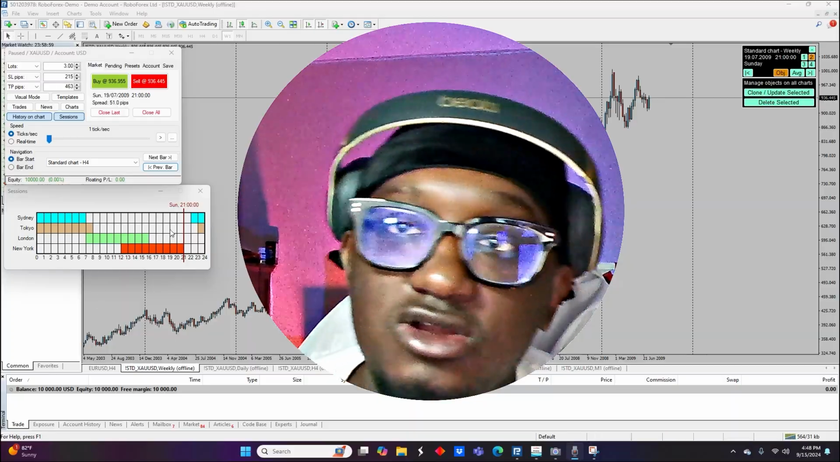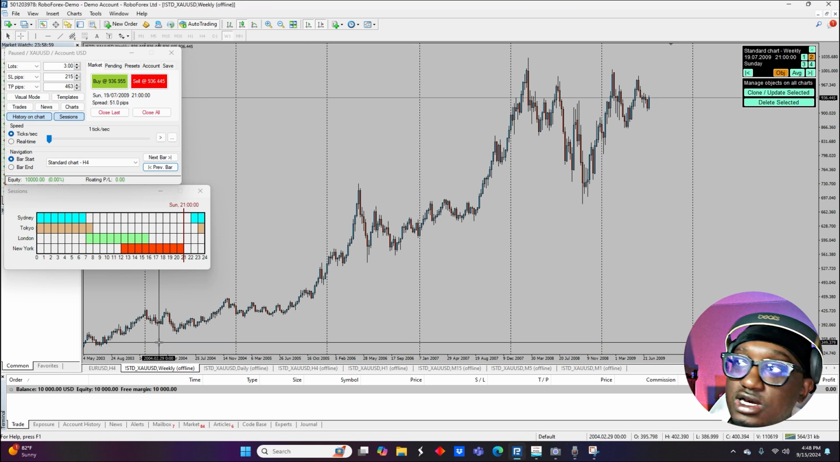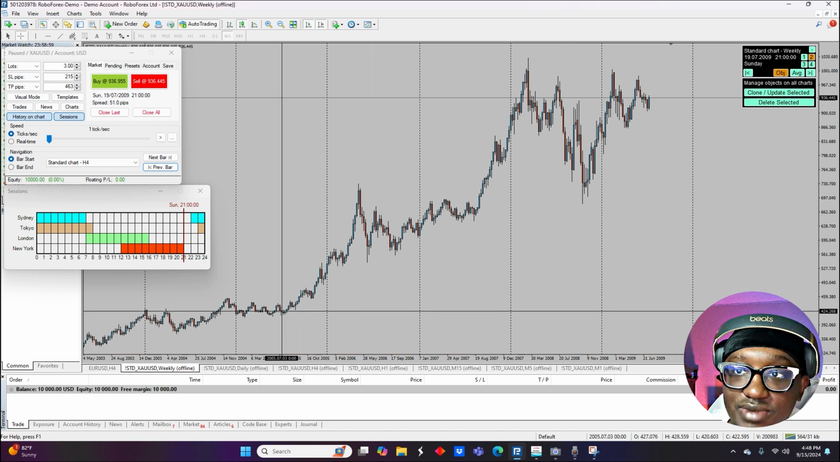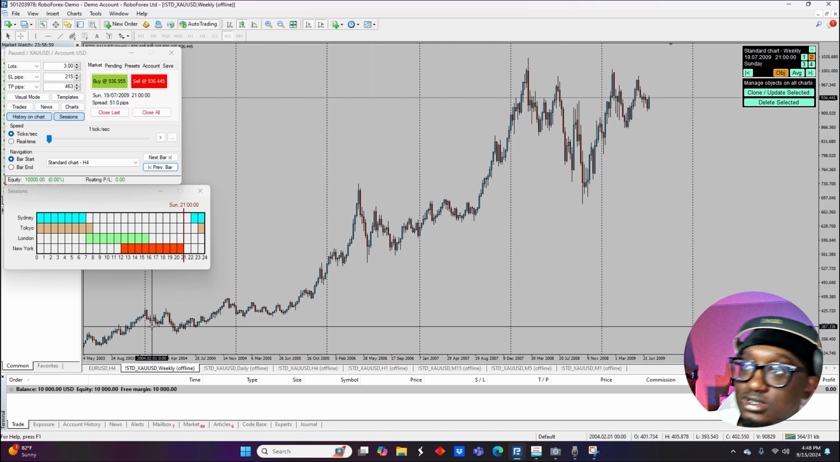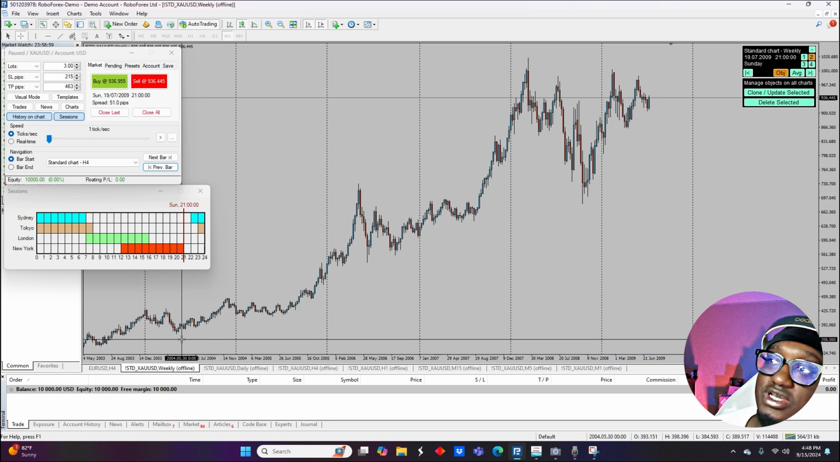First and foremost, I start off at the weekly. On the weekly, what I'm looking for is price ranging up. I'm not really gonna trade on the weekly, but this is how I start, top down analysis going down. First and foremost, I see that it's ranging up.